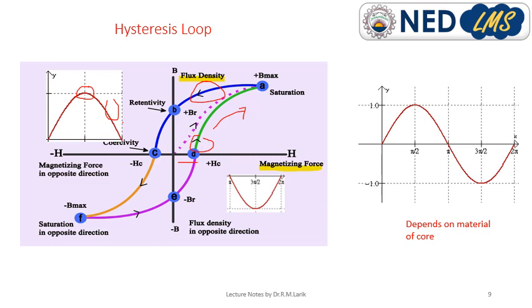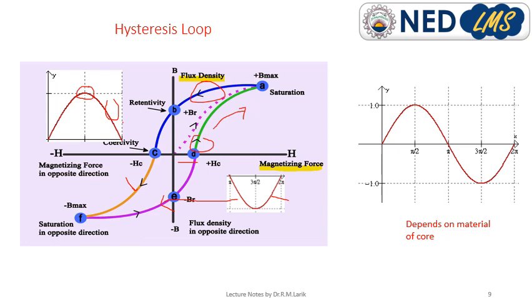Now let's discuss the negative cycle. When the negative cycle comes, what happens? The negative current increases, the flux increases and goes to its negative maximum value, and finally it saturates. And when the current decreases, the flux decreases and comes back to its original position. Like a sinusoid is a cycle, the BH curve is also a cycle.